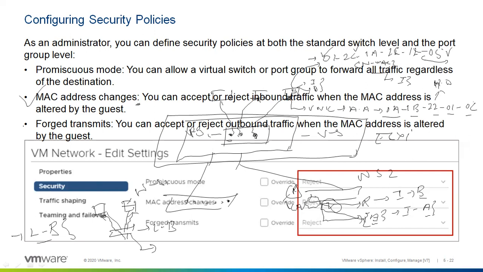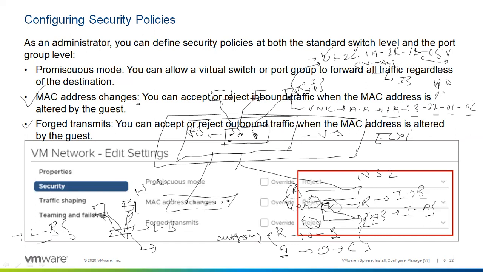So forced transmit is just a reverse policy with the same definition. In this case, what will be done for your outgoing traffic if you change the MAC address? If you change the MAC address and you select this option as reject, then your outgoing traffic will be blocked. Still incoming will be okay. But if you change the MAC address and you have selected this option accept, your outgoing traffic will continue. No impact. All right.